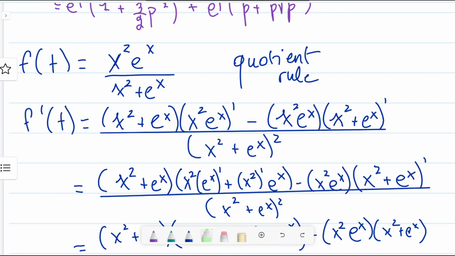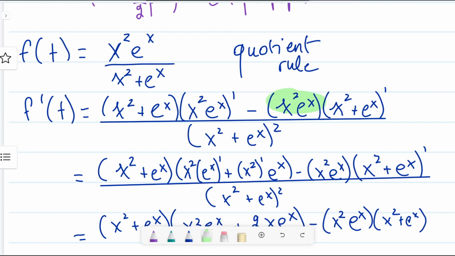Now let us start computing these derivatives. So x squared plus e to the x stays the same. Now we want to find the derivative of x squared times e to the x. And I just said times. This is a product, so I can use the product rule. So I do the first term times the derivative of the second term plus the derivative of the first term times the second term.